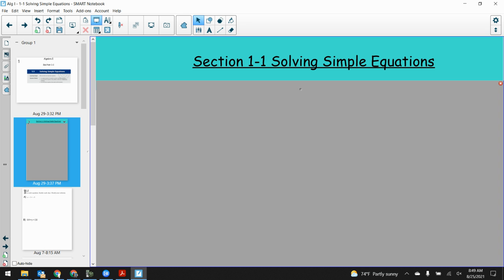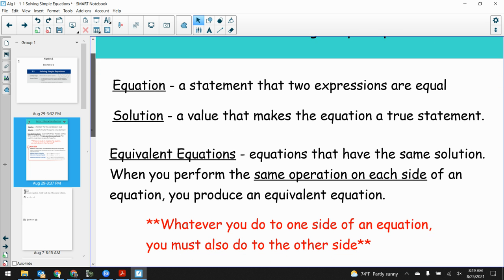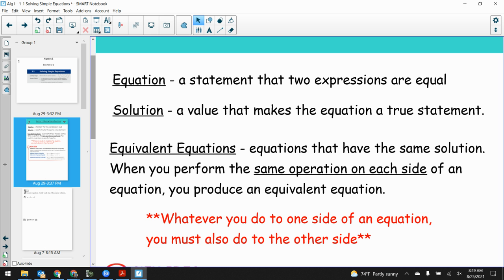So let's remind ourselves what an equation by definition really is. An equation is a statement that two expressions are equivalent to one another. An equation is a statement that two expressions are equal. And again, you're filling in the blanks here. I've got two expressions, one on either side, and I say they are equal to one another.